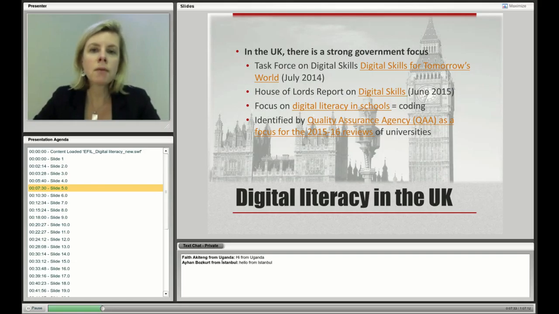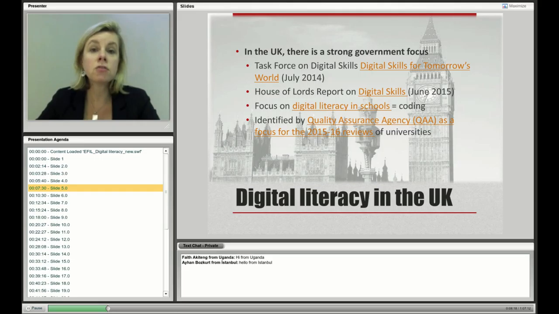It's probably just worth, for a bit of context, noting there's been a lot in the UK. There's quite a strong government focus at the moment on what they have termed digital skills. Now that could or could not be the same thing as digital literacy, but it's kind of linked with the digital economy. We had a report last year that was looking at digital skills for tomorrow's world. It was focusing particularly on what young people might need coming up through the school system and going out into the workplace, looking at the sort of skills that teachers might need to help support that as well.